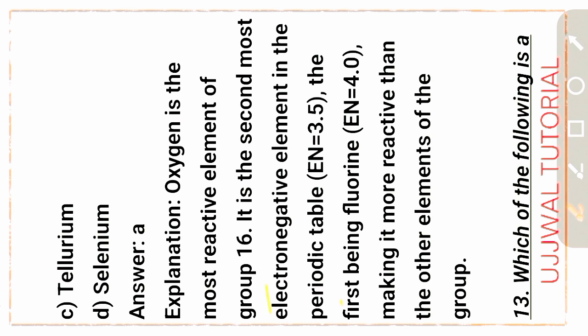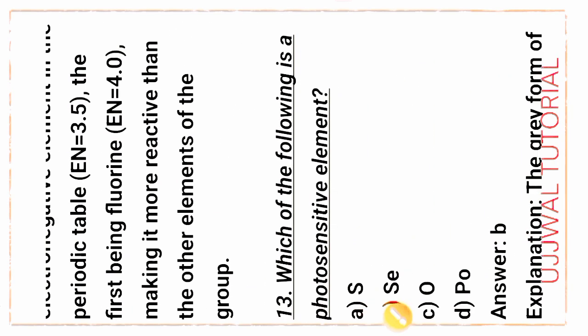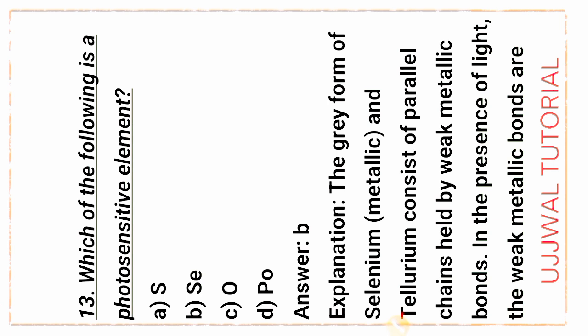It is the second most electronegative element in the periodic table. The electronegativity value of oxygen is 3.5, and first is fluorine, with electronegativity value 4, making oxygen more reactive than other elements of the group. Next question, question number 13.